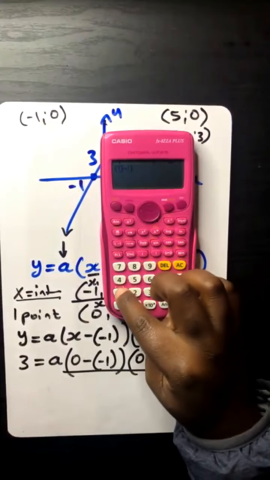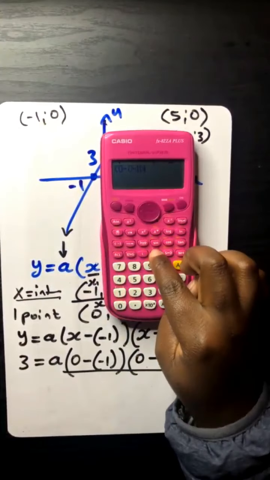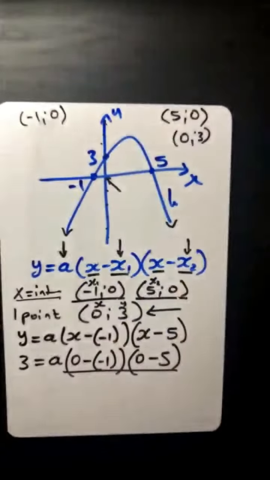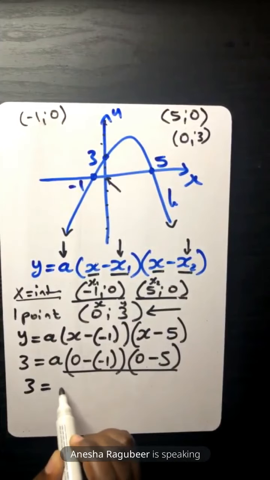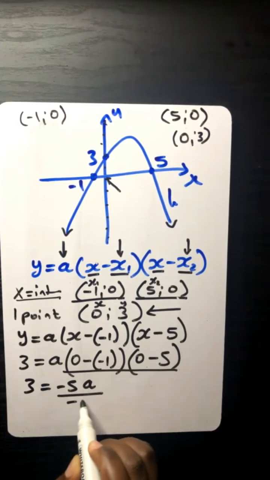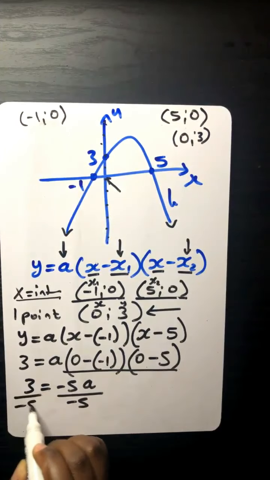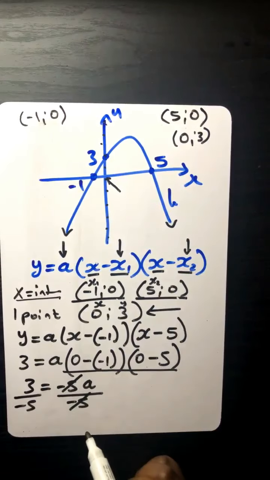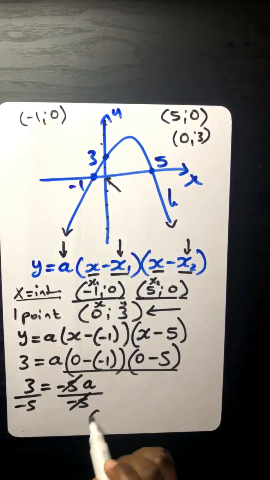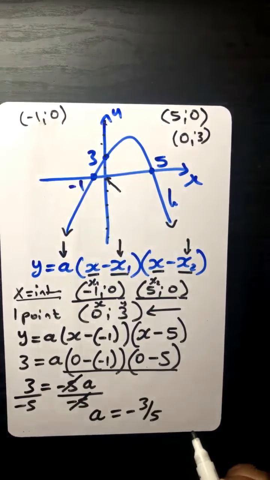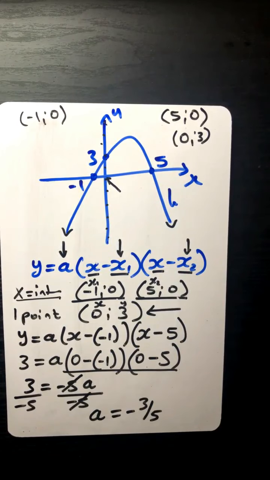So I've got 0 - 5, minus into -1, times -5. We're getting -5, which means 3 is equal to -5a. So we divide by -5 on both sides. Why did we divide by -5? Because we wanted that to cancel. So our a value is equal to -3 over 5. Can you see, guys? This is how you calculate the value of a.